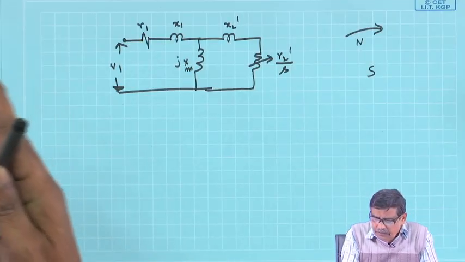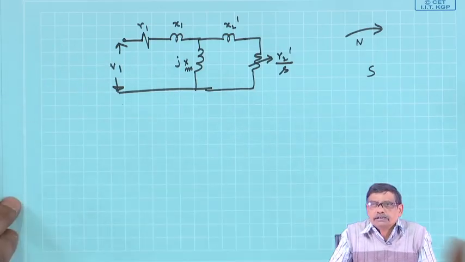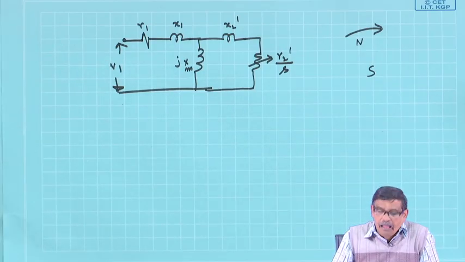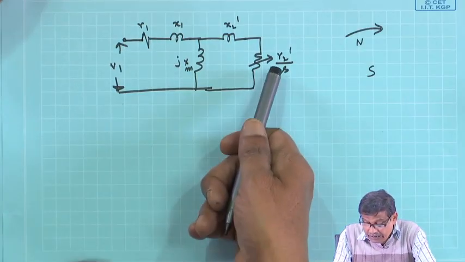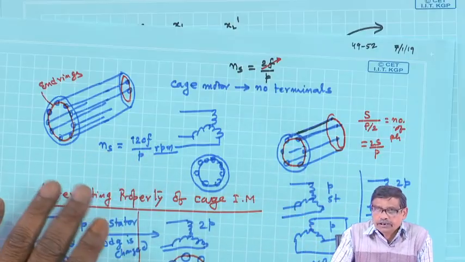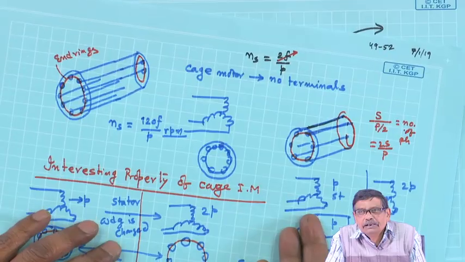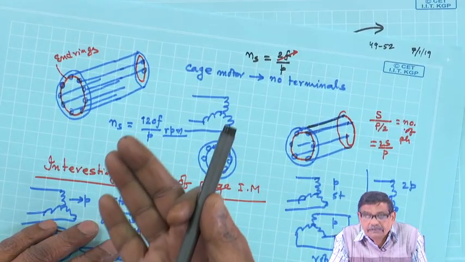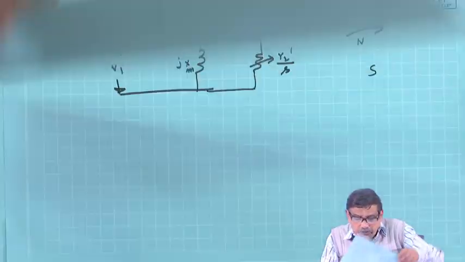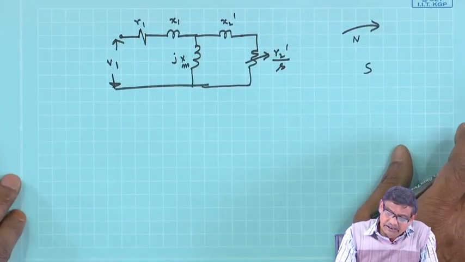So, everything goes all right, whatever we have done, torque expression, this, that. Only thing, if you say this is the R2 dash, where is R2 dash in the bar? That I will not be able to tell. Okay. That is also not necessary. I will always be drawing the equivalent circuit referred to the stator. That should be understood.